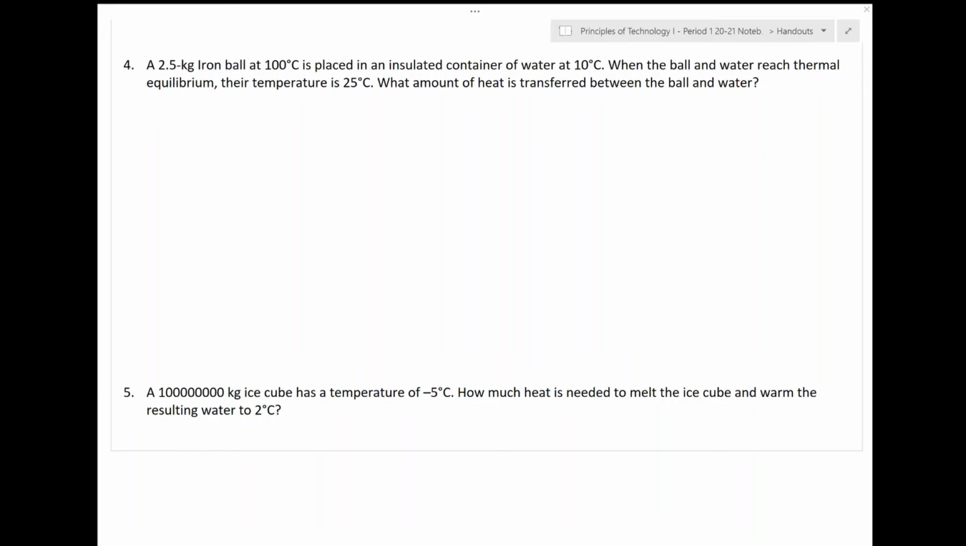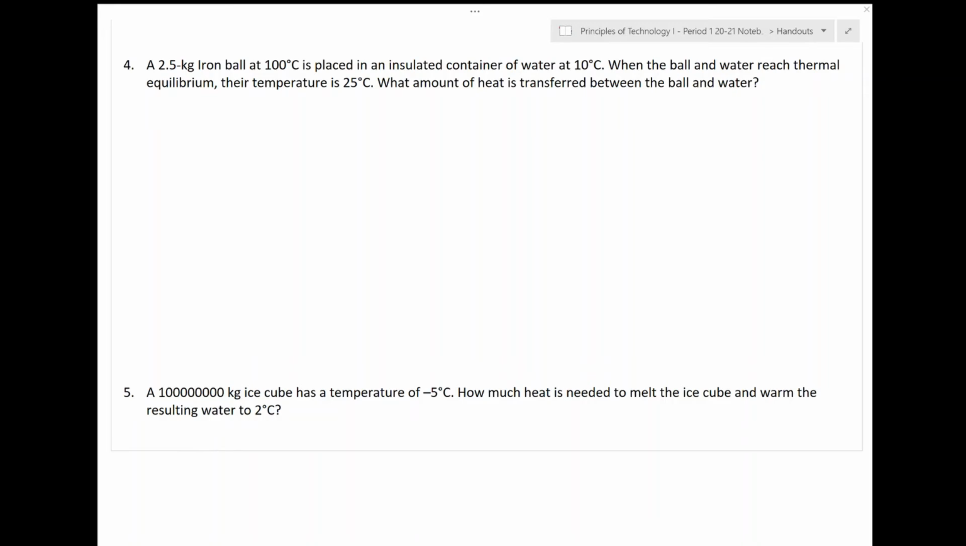Number 4 says a 2.5 kilogram iron ball at 100 degrees Celsius is placed in an insulated container of water at 10 degrees Celsius. When the ball and water reach thermal equilibrium, their temperature is 25 degrees Celsius. What amount of heat is transferred between the ball and the water?